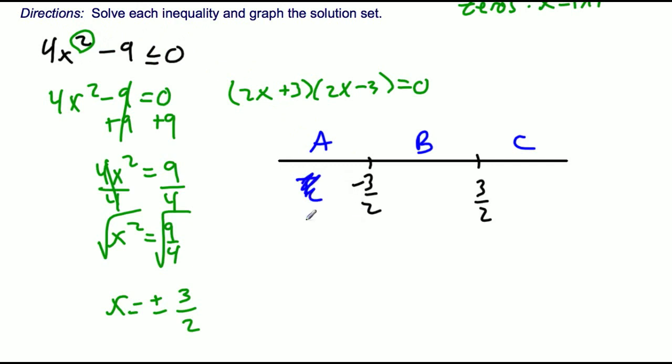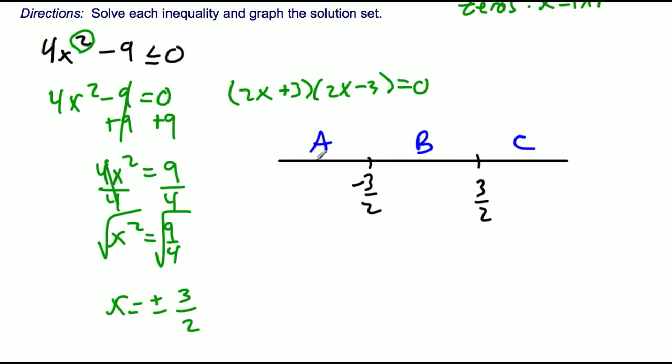But if it's not, then we're going to put a false. So that just depends on whatever the outcome is here. And then we're going to do the same thing for section B and for section C. Because this inequality means, when is this quadratic less than or equal to 0? So once we know when it's equal to 0, we want to figure out when it's going to be less than 0.